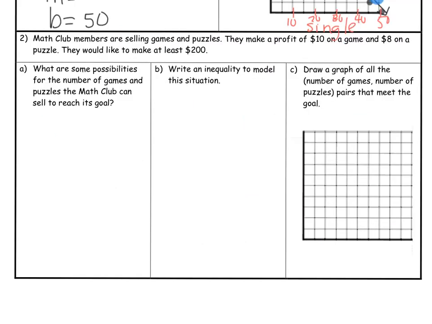Okay, for our second problem, math club members are selling games and puzzles. They make a profit of $10 on a game and $8 on a puzzle. They would like to make at least $200. There's our inequality right there. At least means they want to make at least $200. They can make more than that, but they don't want to make less than that. So at least means greater than or equal to 200.